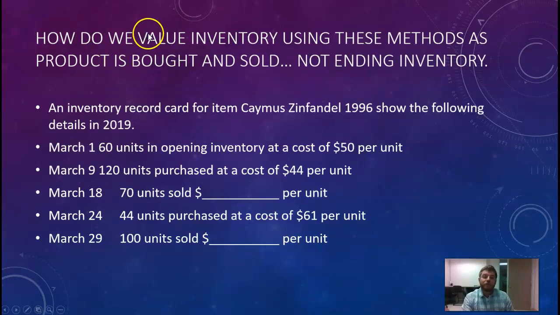So how do we value inventory using these methods as product is bought and sold, not ending inventory? This will show you an inventory record card for a Caymus Zinfandel in 1996. So this is a nice, expensive wine. It gives you 4 or 5 different dates here. What we have to do now is determine how we purchase it, how we sell it, and what we have left over. This will be our in-class assessment.